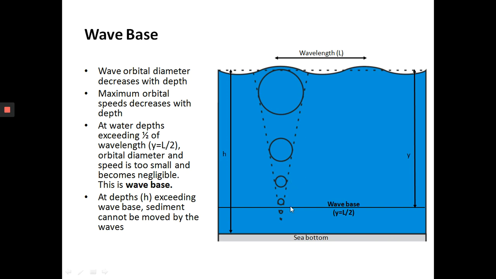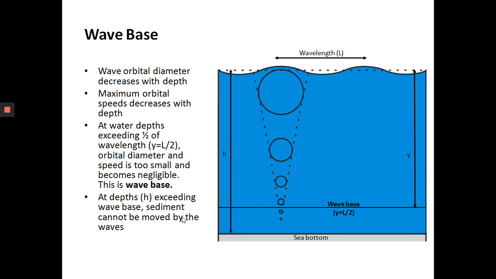The wave base occurs at a depth of half of the wavelength of these waves moving on the surface here. So at water depths exceeding half a wavelength, let's say half a wavelength is up to here, beyond this there will be no movement of the water. So at depths exceeding the wave base, sediment cannot be moved by the waves.